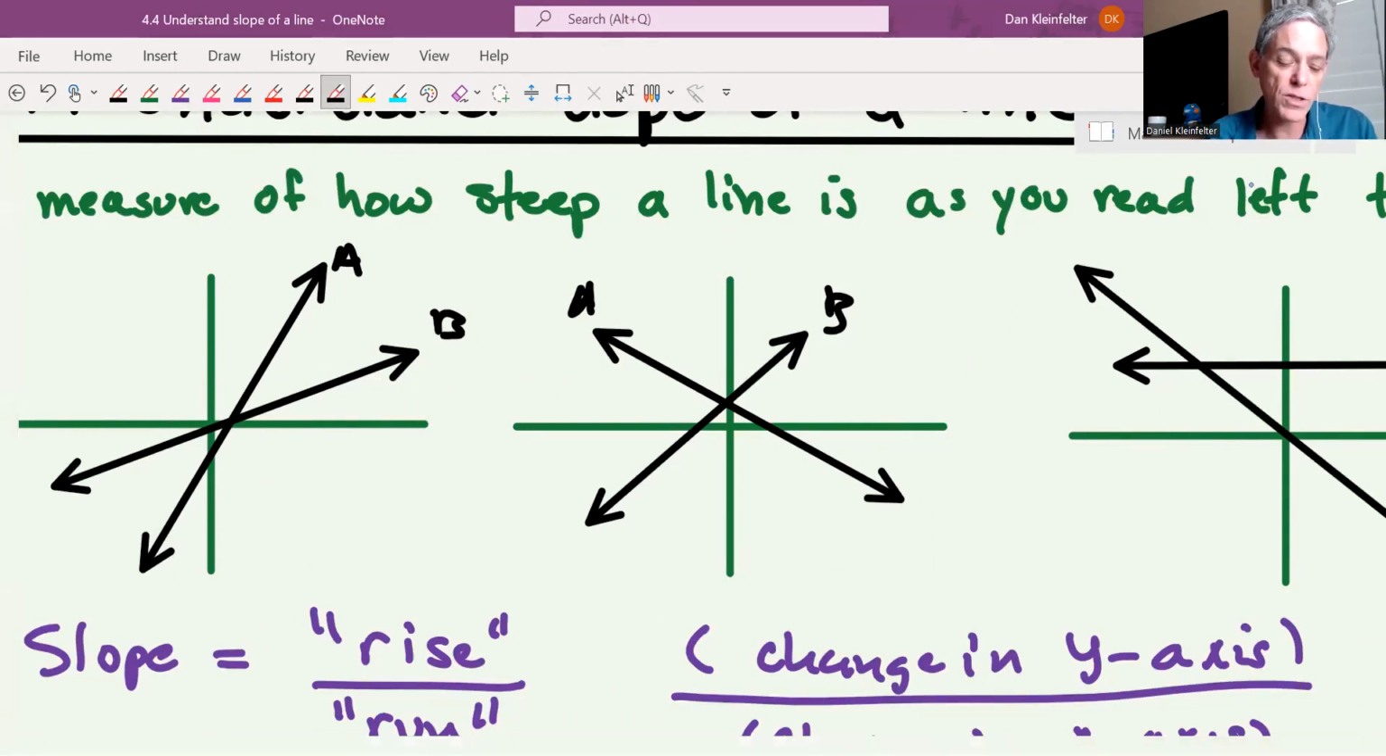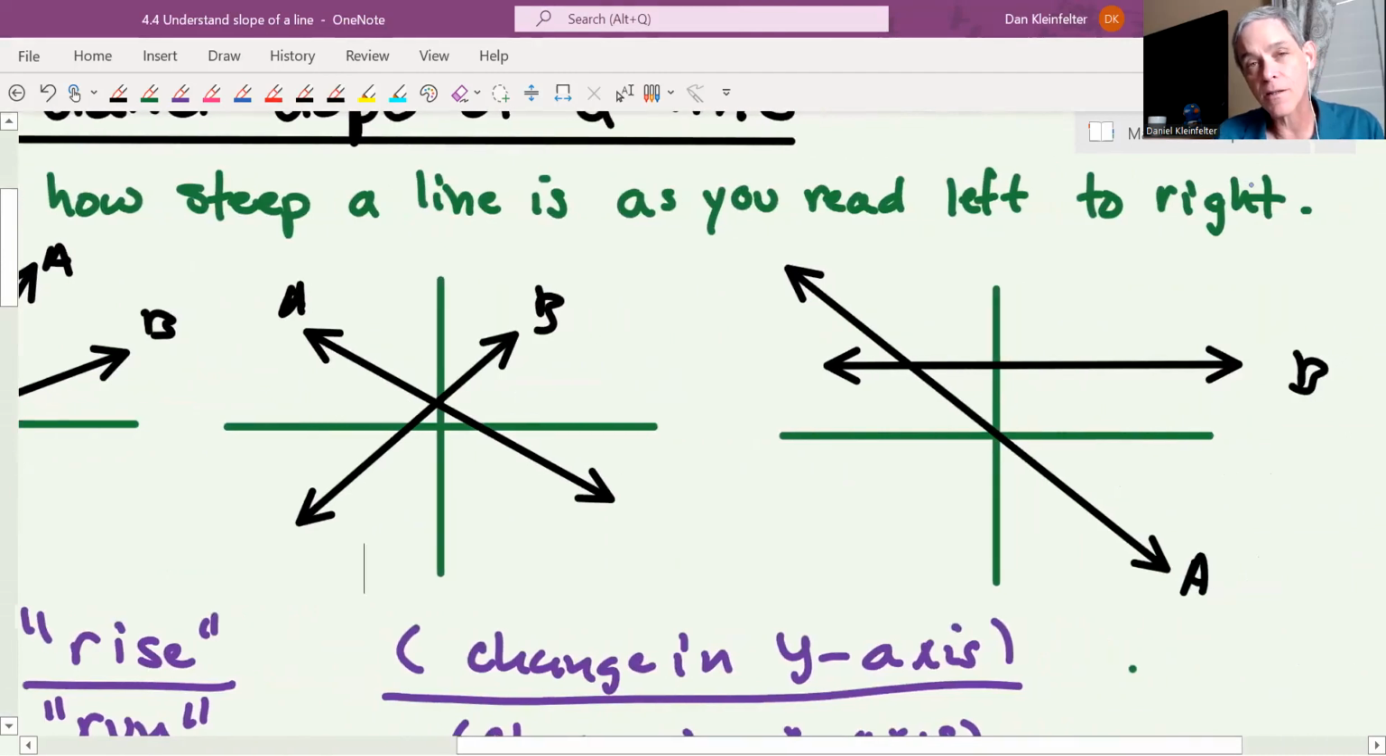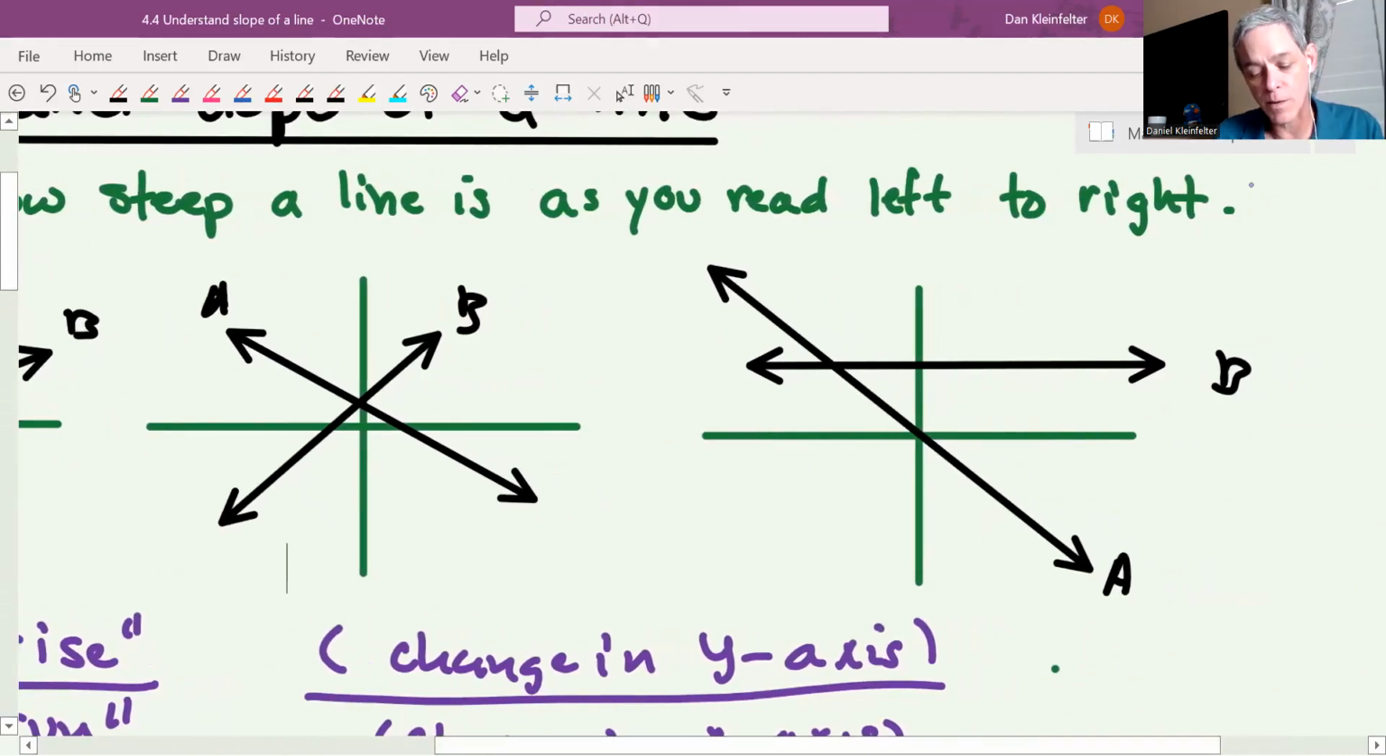This time A goes down as you look left to right, and B goes up as you look left to right. So out of the two, which one would you guess would have a negative slope? If you guessed A, then you guessed correctly. A would be negatively sloped, whereas B is positively sloped.